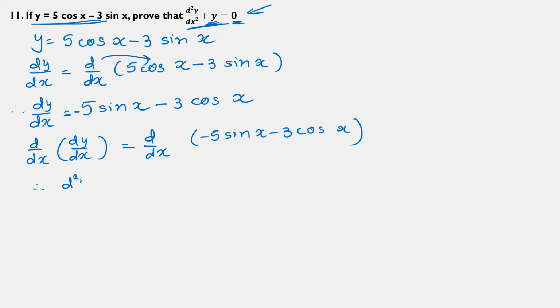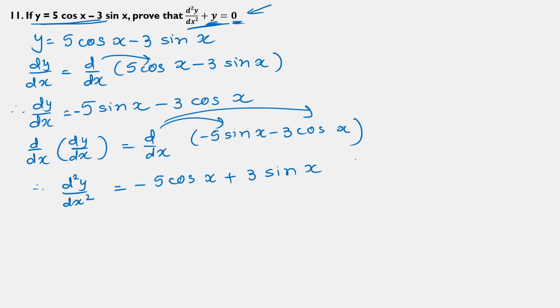That means d2y by dx2 is equal to d by dx of minus 5 sin x. The derivative of sin x is cos x, so minus 5 cos x, and d by dx of cos x is minus sin x. So ultimately it will turn to plus 3 sin x. But if we see this properly, it is related to y. Whatever we got, it looks like y only, no?